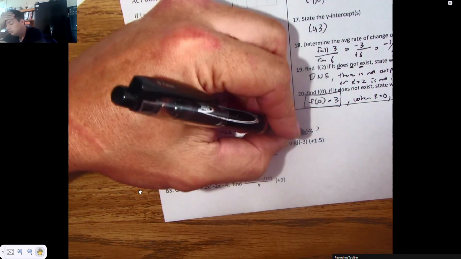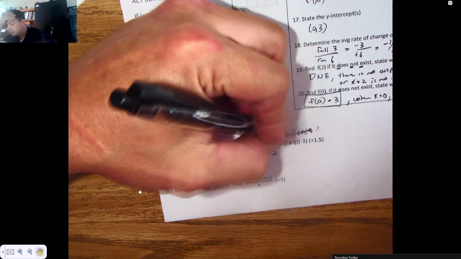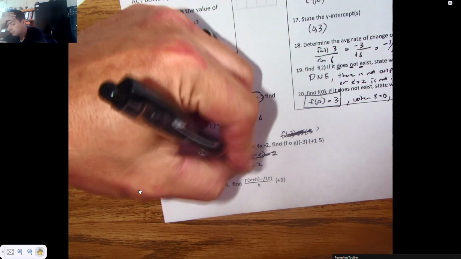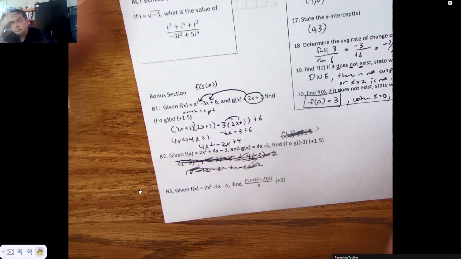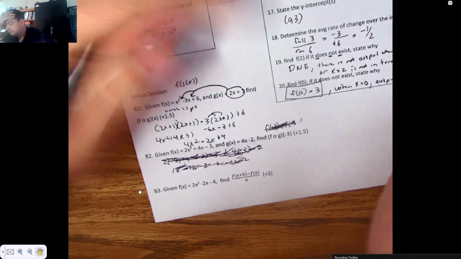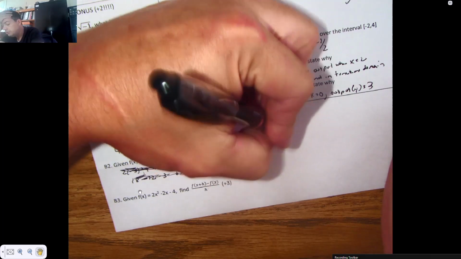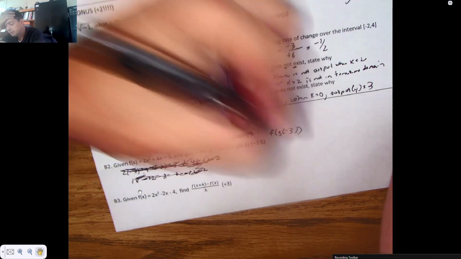Oh, nope. I really screwed that one up. Forgive me. Wasn't thinking. Oops. This is f composed with g of negative 3. That's what it is. So let me do this again.